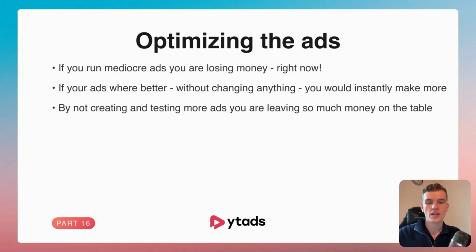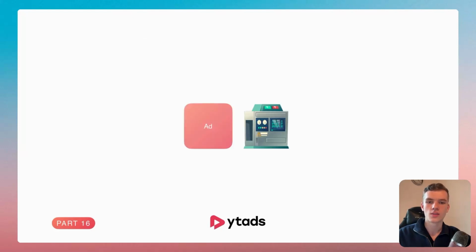And optimizing the ads. If you run mediocre ads, you're losing money right now. You have to understand this point. If you're running mediocre ads, you're losing money right now, exactly this second we're speaking. Because if your ads were better, without changing anything, you would instantly make more money. Your return would be higher. Only if your ads were a little bit better. So by not creating and testing more ads, you're leaving so much money on the table. It's really incredible, and most people don't even get it.